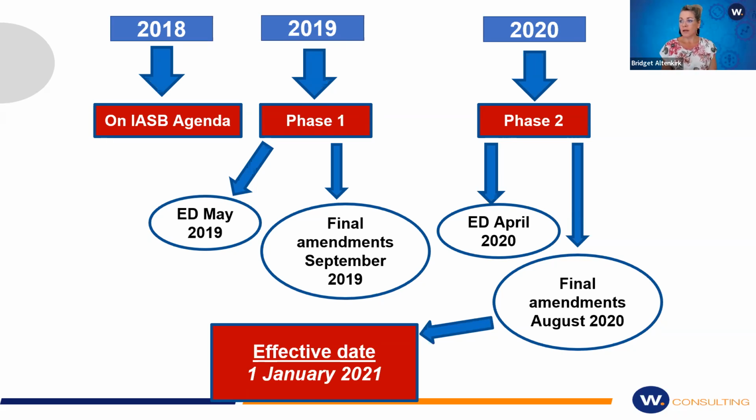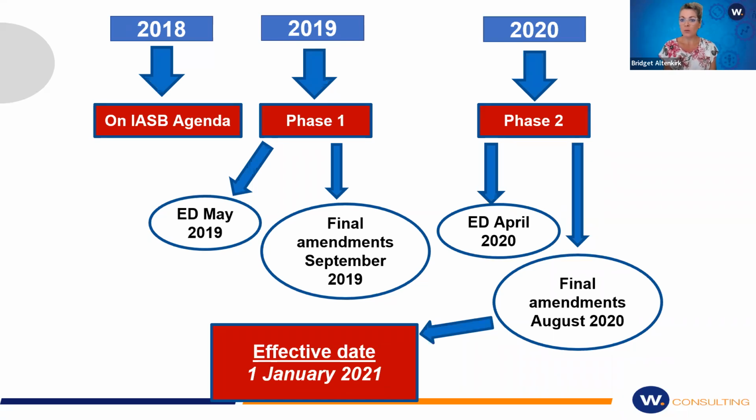So the board embarked on a project to deal with these uncertainties because when they first started the project in 2018, at that point, we did not know what was going to happen. They then broke the project into 2 phases. And the first phase, which was issued in 2019, basically just said preparers can carry on doing what they were doing on the assumption that there will be no change.